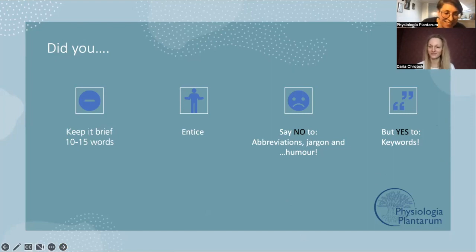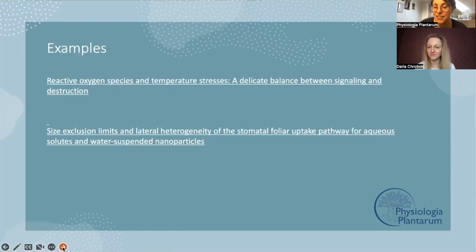We actually looked at some of the most cited articles in our journal, and we took two examples of titles. One is pretty straightforward, the first one. It reads, "Reactive oxygen species and temperature stresses: a delicate balance between signaling and destruction." And I think this is a nice title. It tells you what it's all about. It's reactive oxygen species and temperature stress.